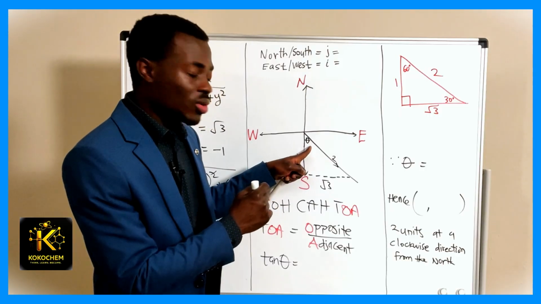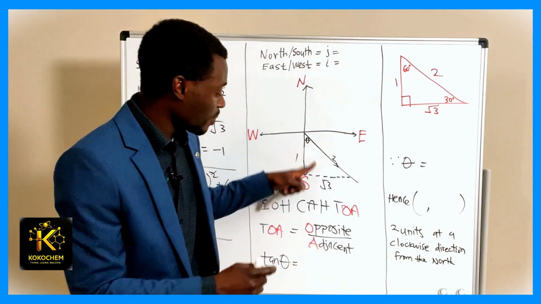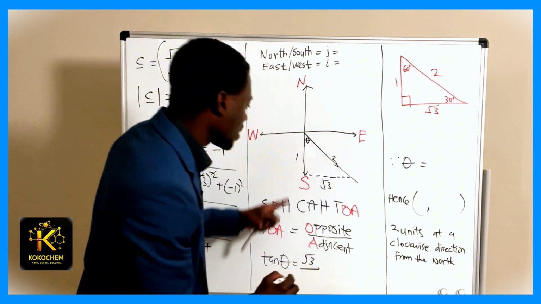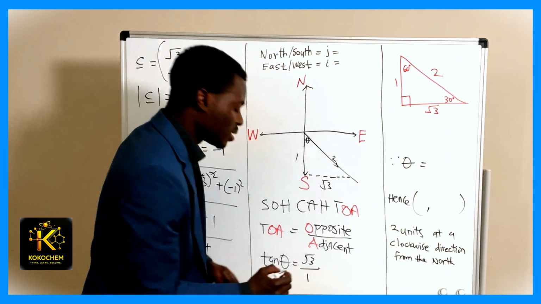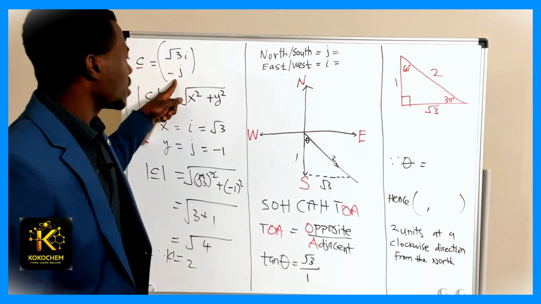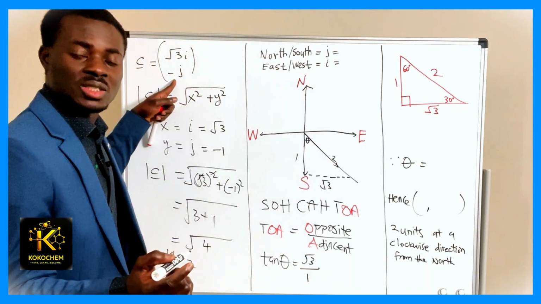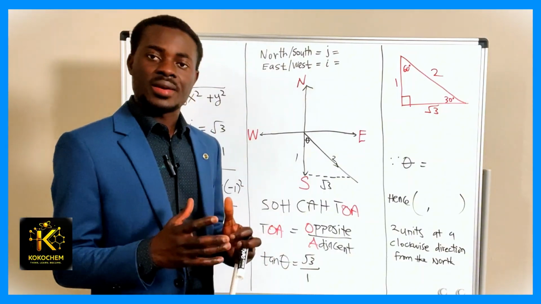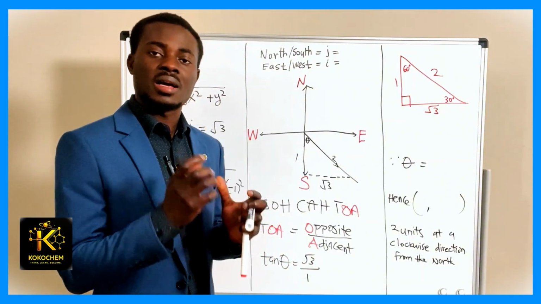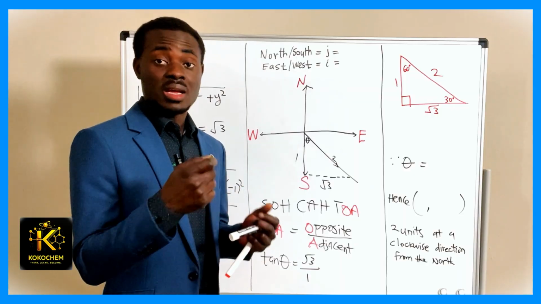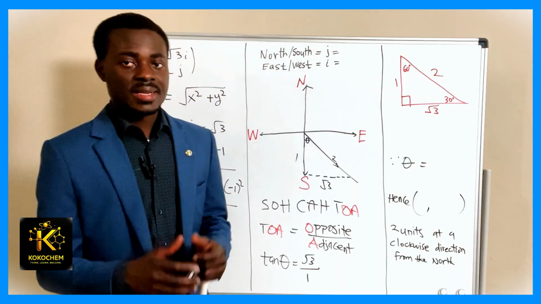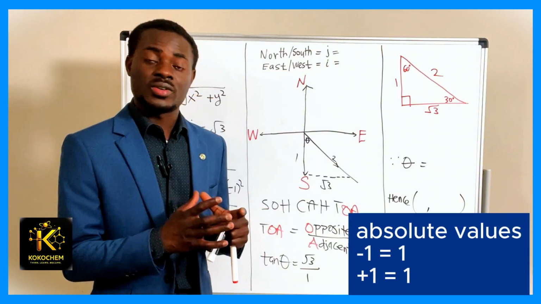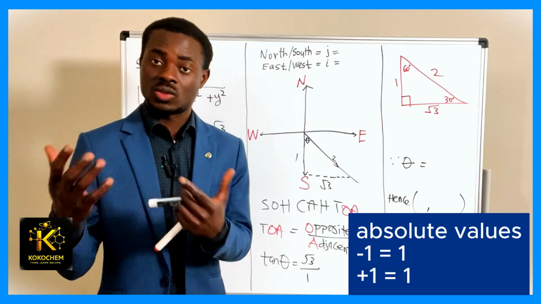You know SOHCAHTOA, right? We are going to use the TOA part of SOHCAHTOA in this case. We put a theta there because bearing is measured from the north, okay? So opposite is going to be root 3 divided by adjacent, which is 1. Somebody will say, but the coefficient of j is negative 1. I'm glad you asked. In calculating for bearing, we are only concerned about the absolute value. The absolute value for negative 1 is 1. The absolute value for positive 1 is the same thing as 1.